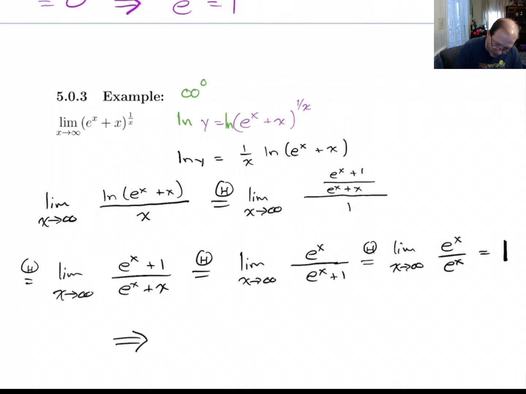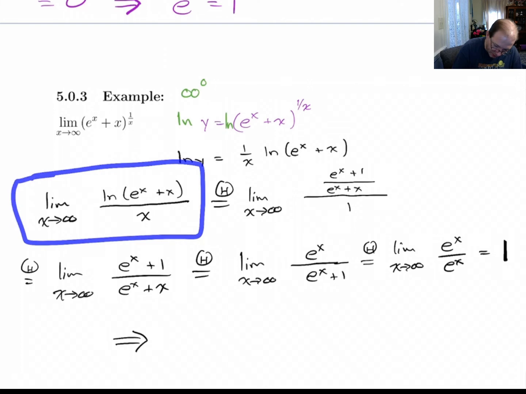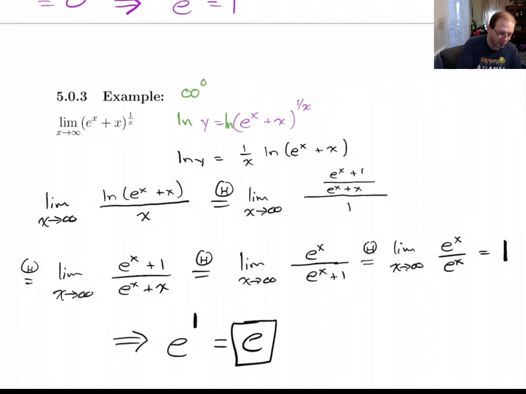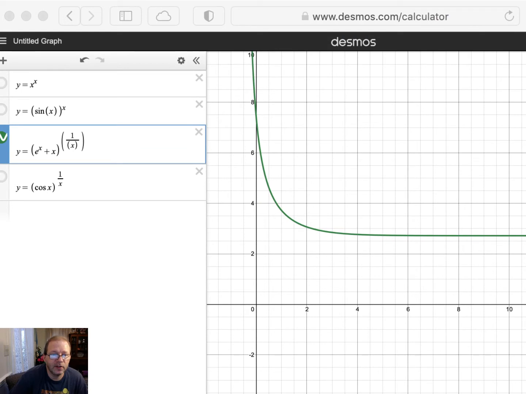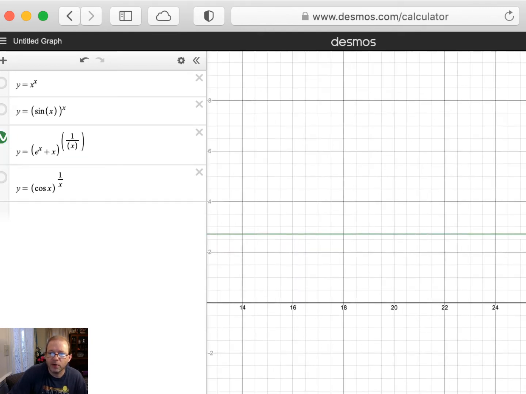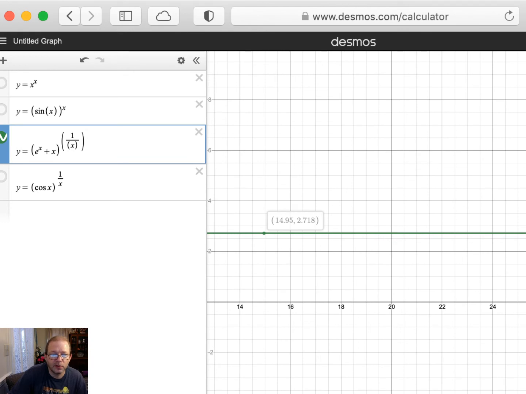So anyway, we get 1 for this. Remember that 1 is the limit of the log of this function. For the one without the natural log, we have to do e raised to that. So e^1 equals e. And we can check our answer by graphing this on Desmos. I graphed this thing on Desmos earlier. On this one, we're talking about what happens when x grows large. So if we move across here and we keep going further and further out, notice it's 2.718, it's approaching e.